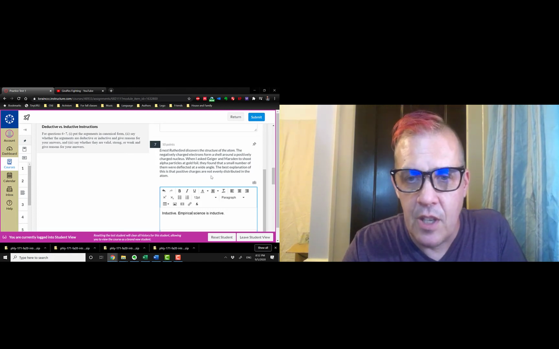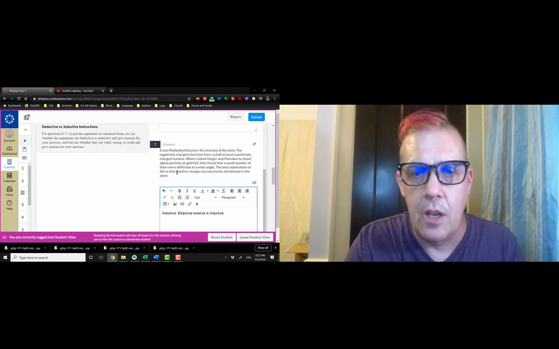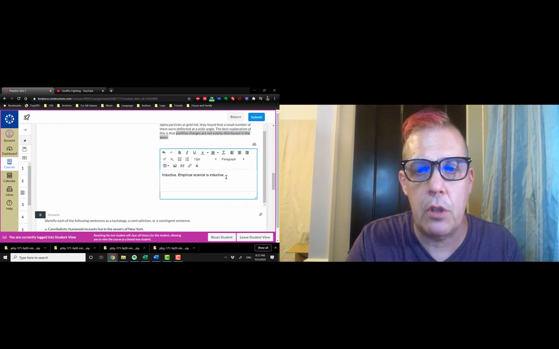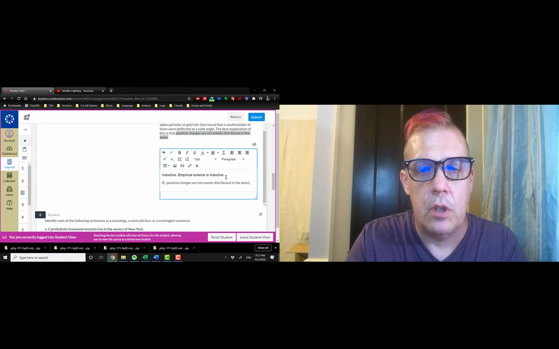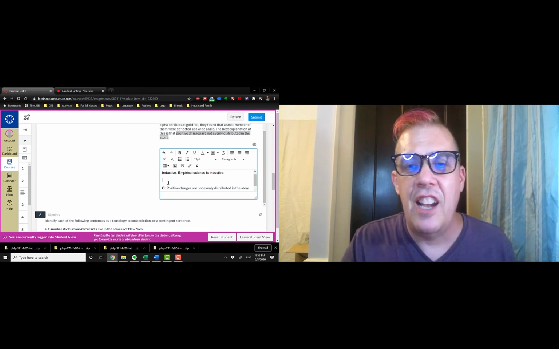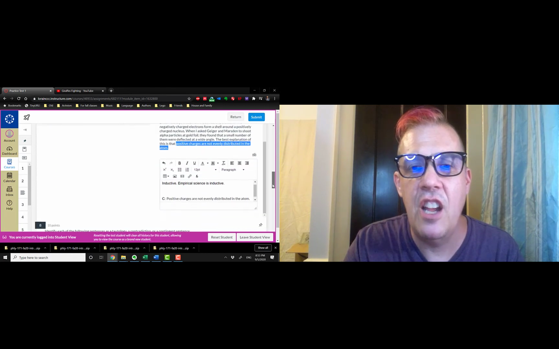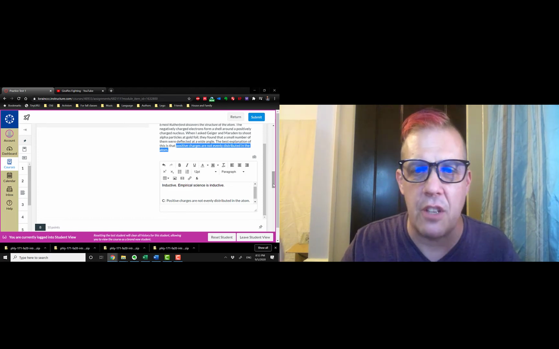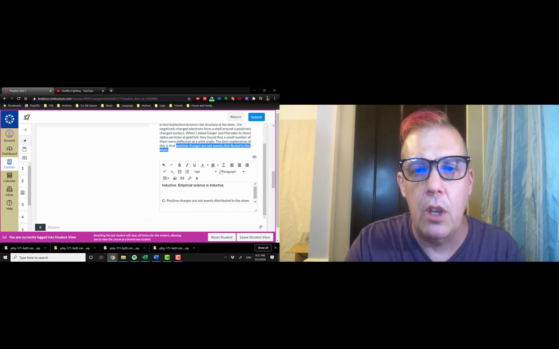And the conclusion here is that positive charges are not evenly distributed across the atom. Whenever you're dealing with argument, it really helps to go conclusion first, because the conclusion structures everything else. Positive charges are not evenly distributed throughout the atom. And Geiger and Marsden, when I asked them to shoot these alpha particles, they found that a small number of them were deflected at a wide angle.